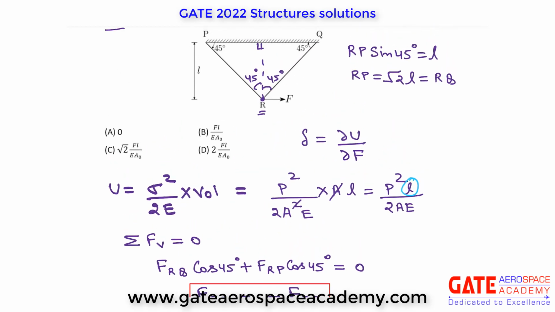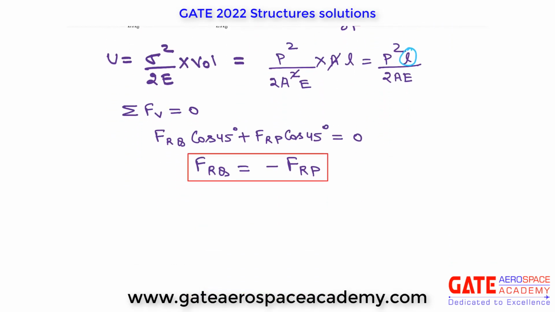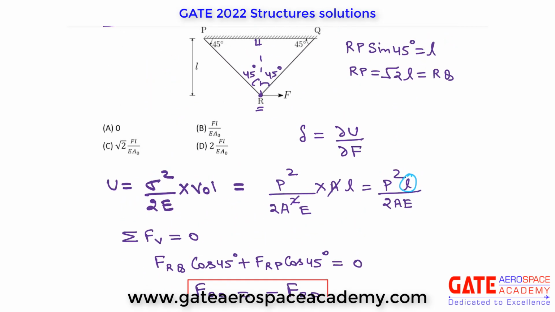Now let's resolve the force in the horizontal direction. So resolving the force in the horizontal direction, that will be FRQ sin 45 plus F is equal to FRP sin 45.